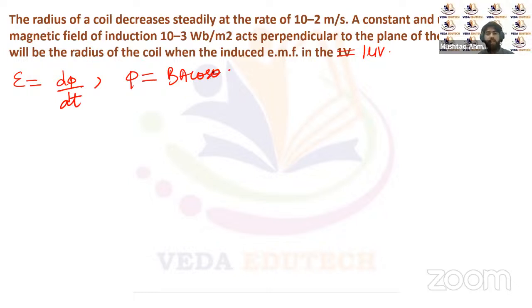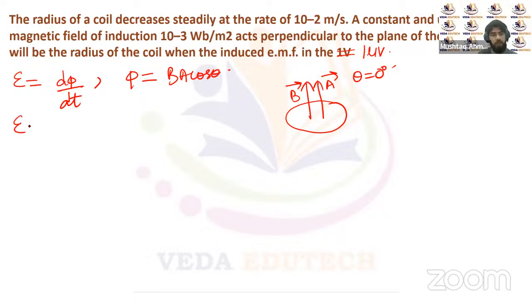It's given that the magnetic field induction acts perpendicular to the plane of the coil, or we can say it's parallel to the area vector of this coil. Or we can say the theta here is actually 0 degrees. If theta is 0 degrees, cos 0 is 1. So E will be equal to d over dt of this BA, right? Or we can write it as, since B is a constant here, B times dA over dt.